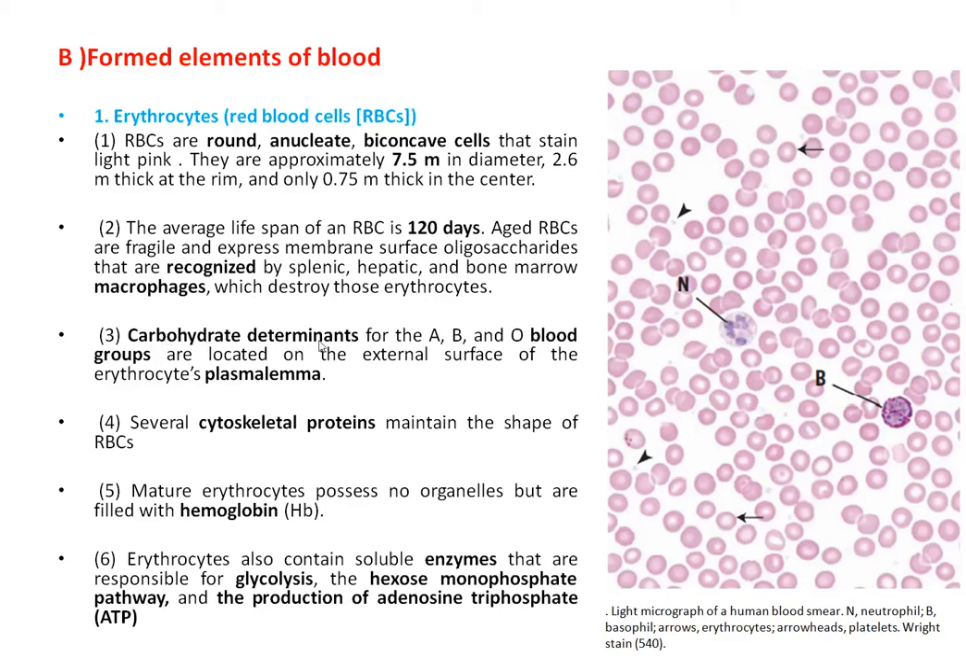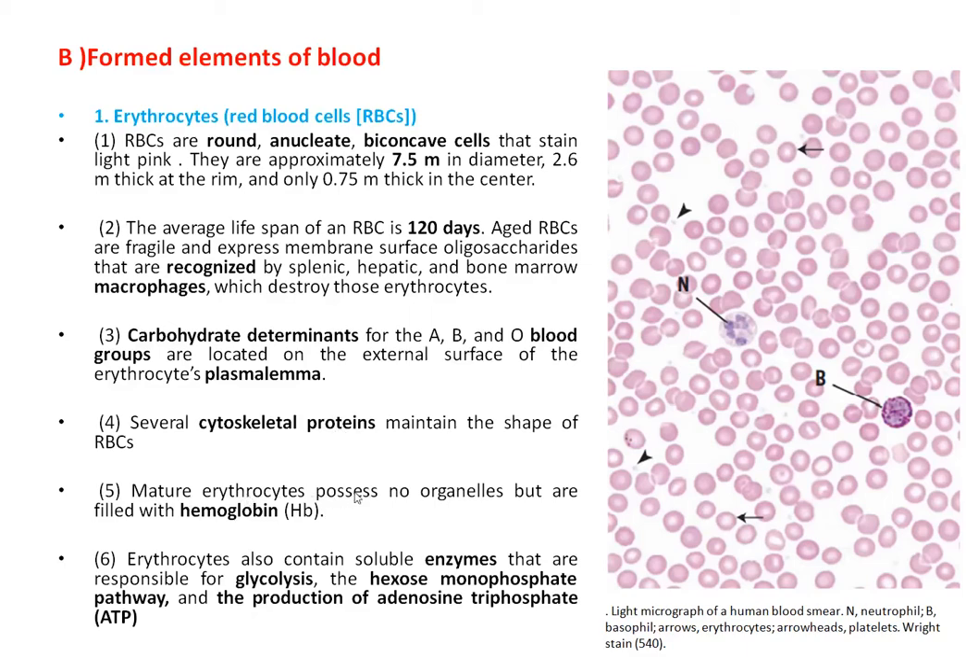Carbohydrate determinants for the A, B, and O blood groups are located on the external surface. The receptors for the A, B, O blood groups are located on the external surface. Several cytoskeleton proteins maintain the shape of RBCs and give the cytoskeleton to the RBC.